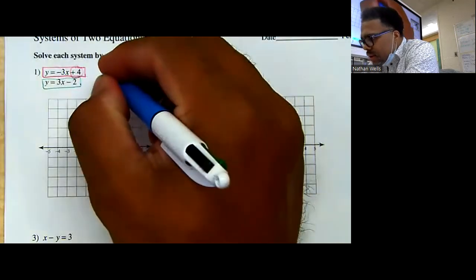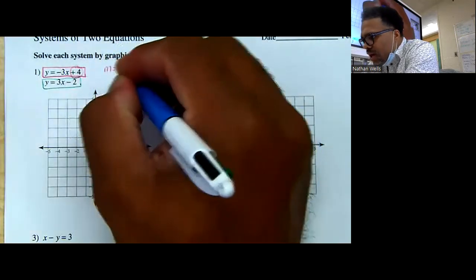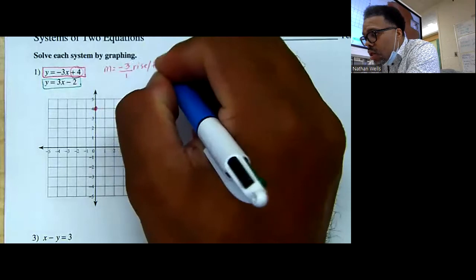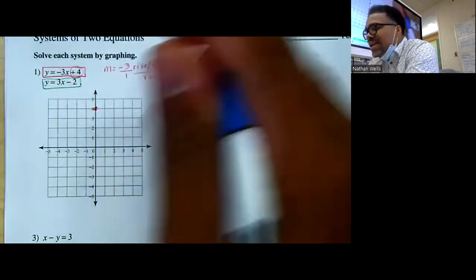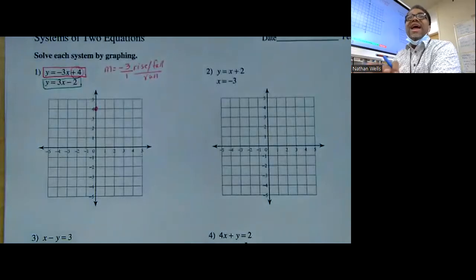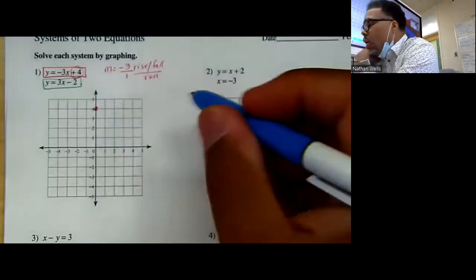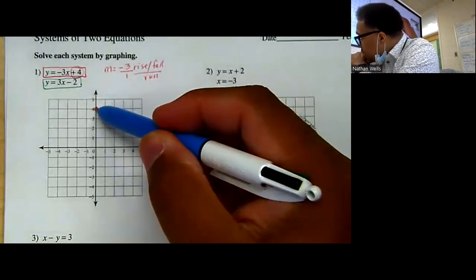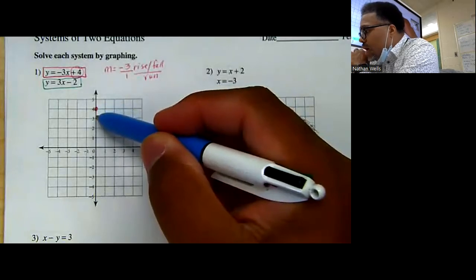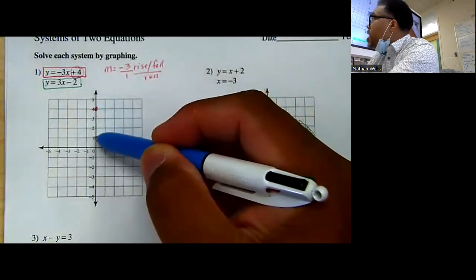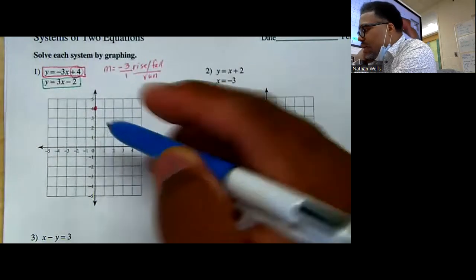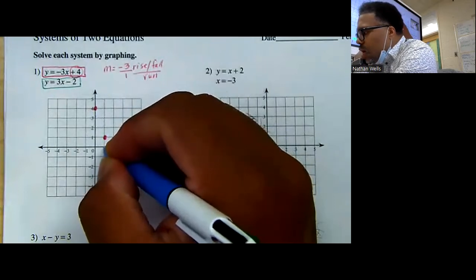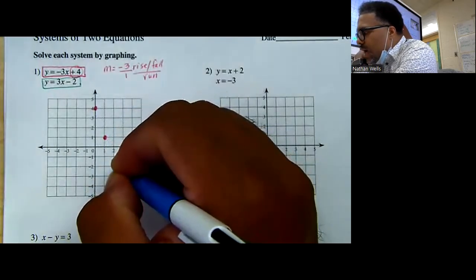My slope is negative 3. I want it as a fraction so that I have a rise or a fall over run. Since it's negative, I have a fall. So I go back to my y-intercept and I fall 3. 1, 2, 3, and run 1 to the right and plot another point there. I fall 3 again, 1, 2, 3, run to the right again.